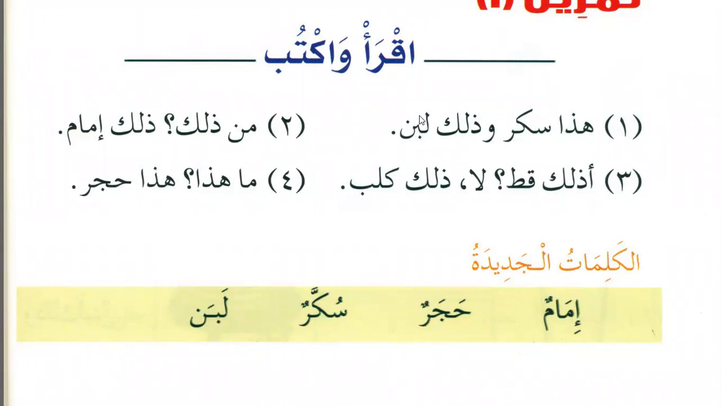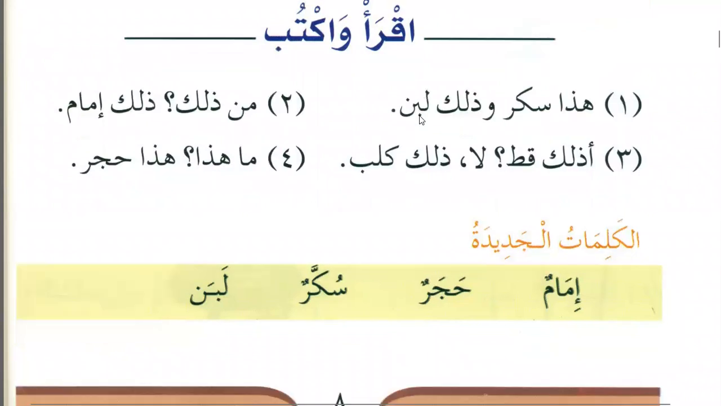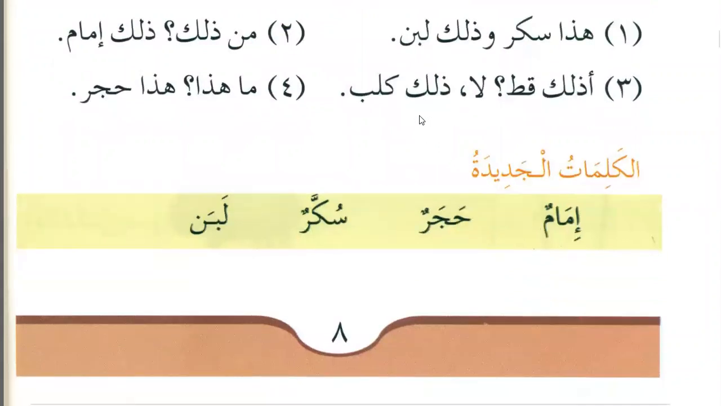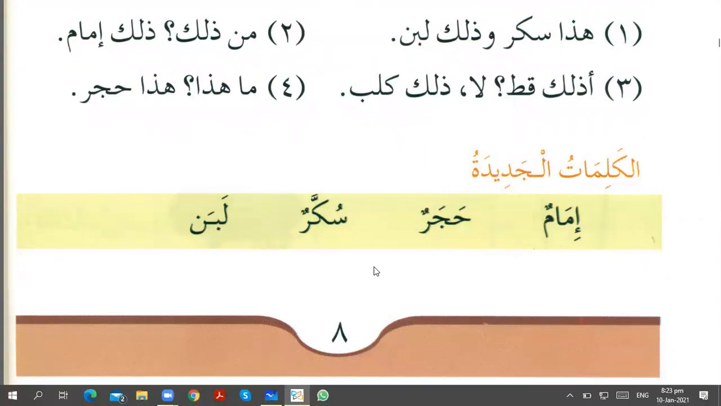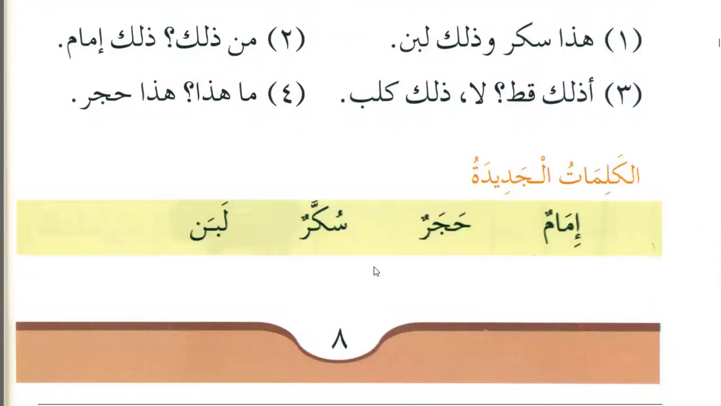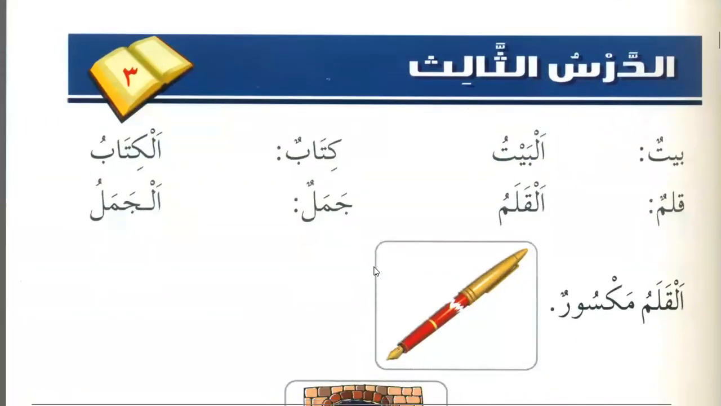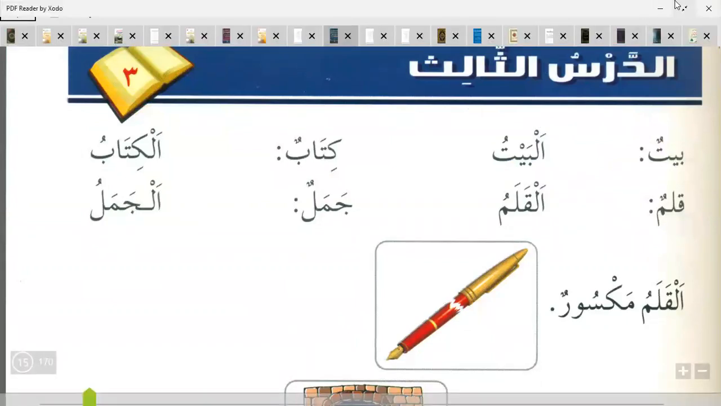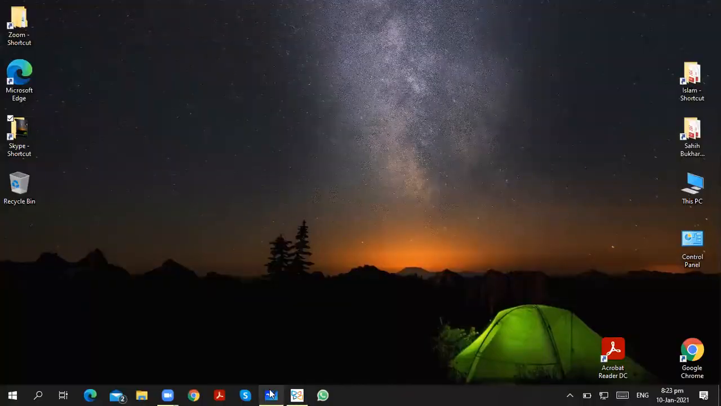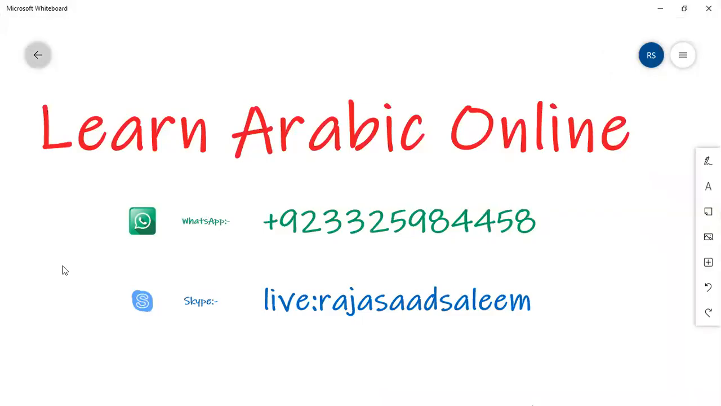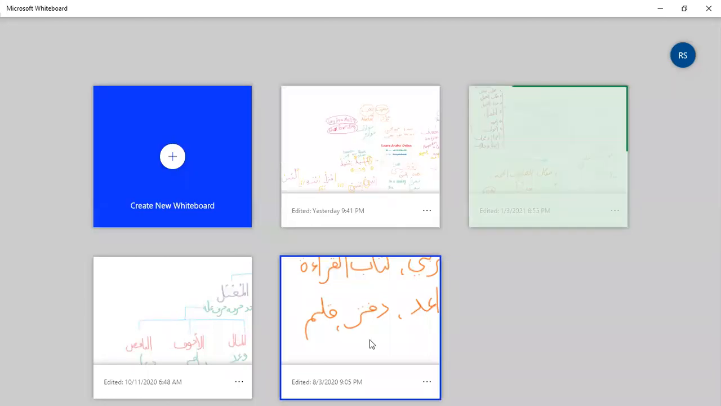Ma hada? Hada hajarun. What is this? This is a stone. Continue, Ms. Rama. Okay. Al-kalimatu al-jadidatu. Imamun, hajarun, sukarun, labanun. Imam, stone, sugar, milk. Next we have the third exercise. Who wants to practice the dialogue?